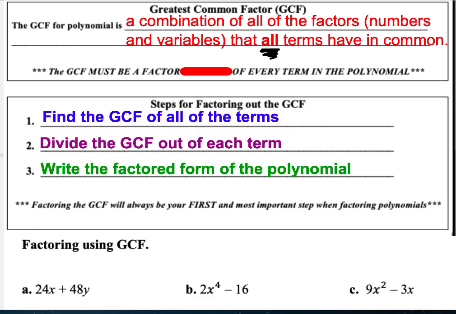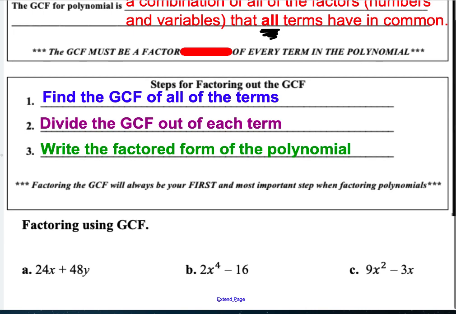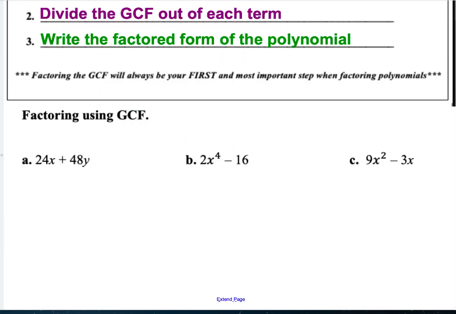The steps we're going to use are pretty straightforward. First, we're going to find the GCF of all of the terms. What common factors do each of those terms all have in common? Then we're going to divide the GCF out of each of those terms, and then we're going to write the factored form, so kind of the pulled apart form of our polynomial. All right. So let's see that in action.